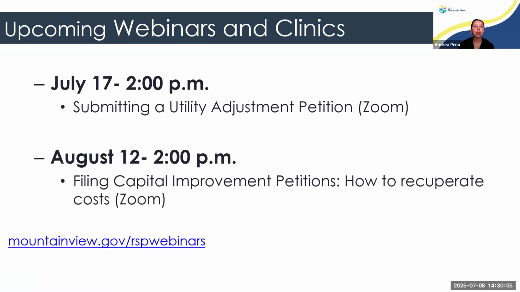And I wanted to mention some webinars that we have coming up for landlords. First is one all around that utility adjustment petition. That's July 17th at 2 p.m. And then in August, we have one around filing capital improvement petitions, how you may be able to recuperate some costs on your property. Definitely check that out if you have something in mind on your property or just want to learn a little bit more about what that can look like. And you can join that the same way you joined today's webinar, mountainview.gov/RSP webinars.